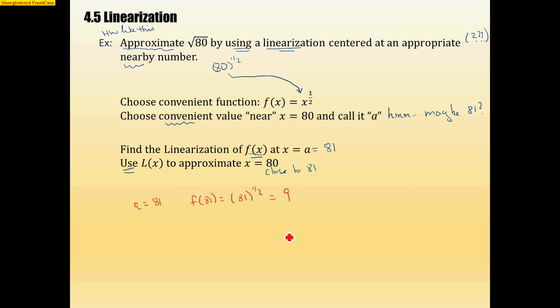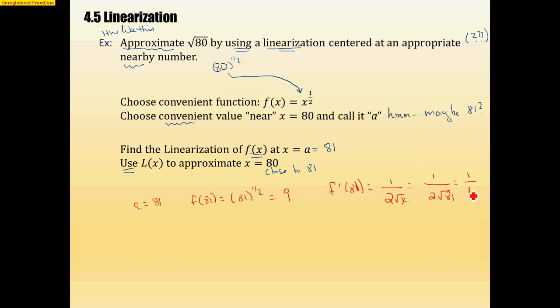Then, what is f prime at 81? Well, if f is x to the 1/2, isn't it true that the derivative is 1 over 2 root x? And that is 1 over 2 times the square root of 81. Do you see why I chose 81? Square root of 81 is 9, so this is 1 over 18.